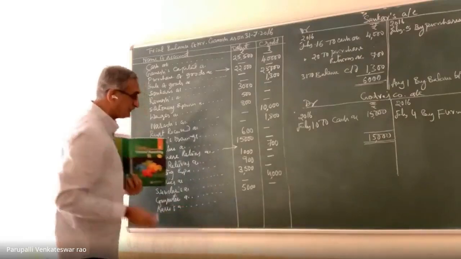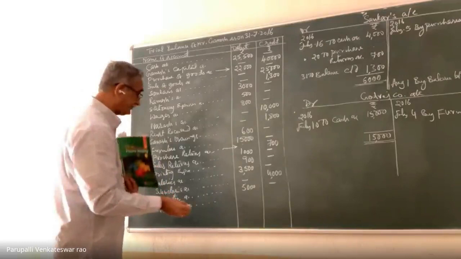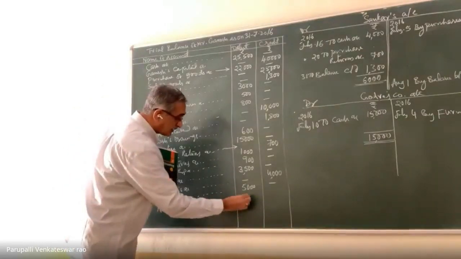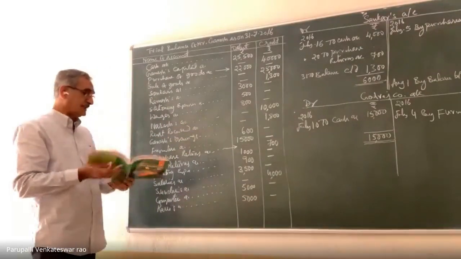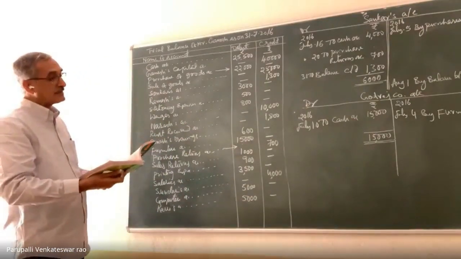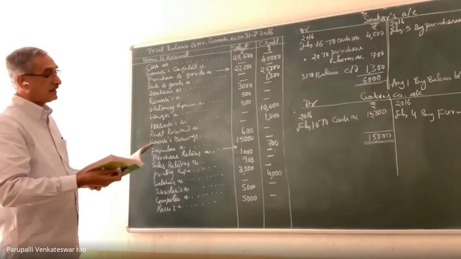Computer is over. Next one is Ravi's account. Ravi's account is showing a debit balance of 5,000. We sold goods on credit to Ravi. Shankar is over.